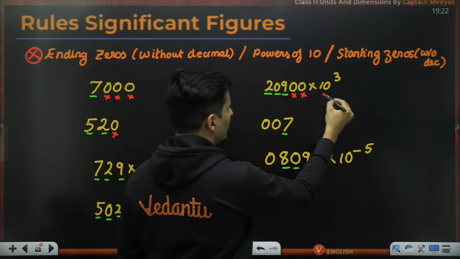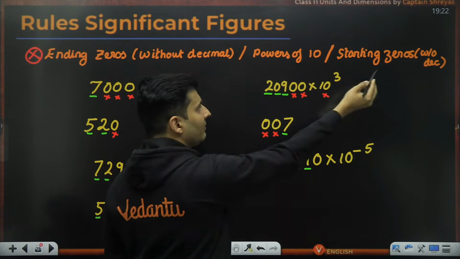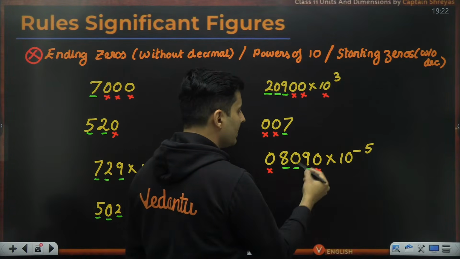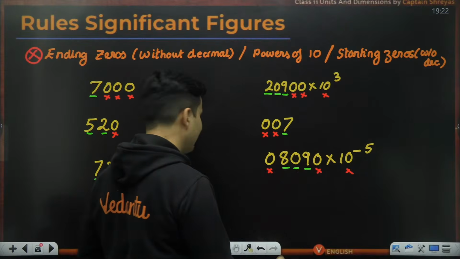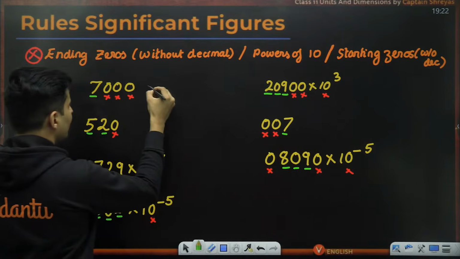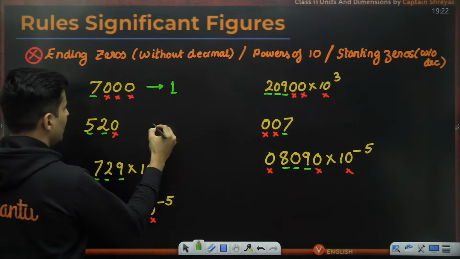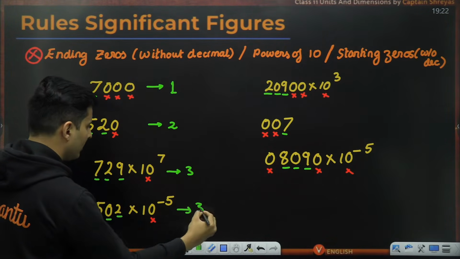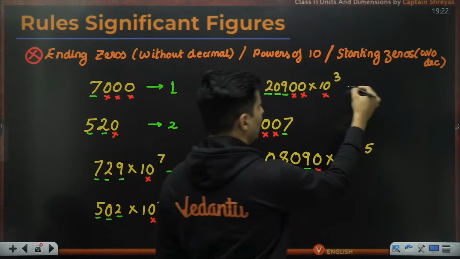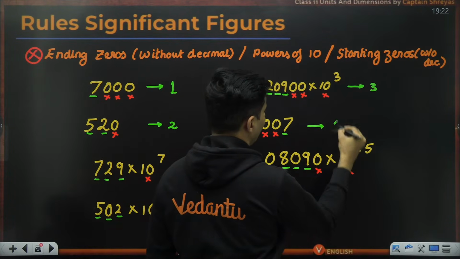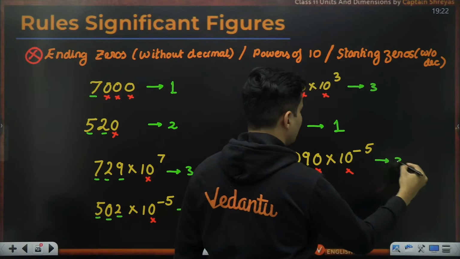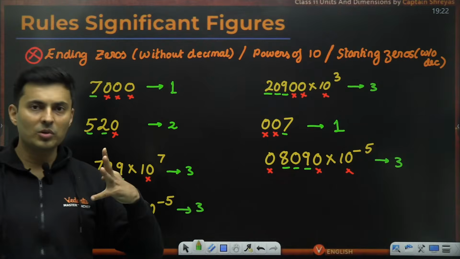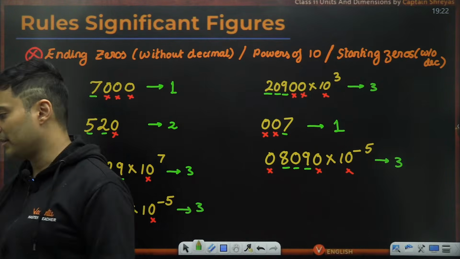Ending zeros, powers of 10, and all the starting zeros before the first digit are insignificant. So over here, we just have one significant digit. Here we have two significant digits. Here we have three significant digits. Here also three. Here again three. Here exactly one. And here we have three significant digits. That's how you calculate the significant digits when zeros are at the end or at the beginning or powers of 10 are there. Is this clear?